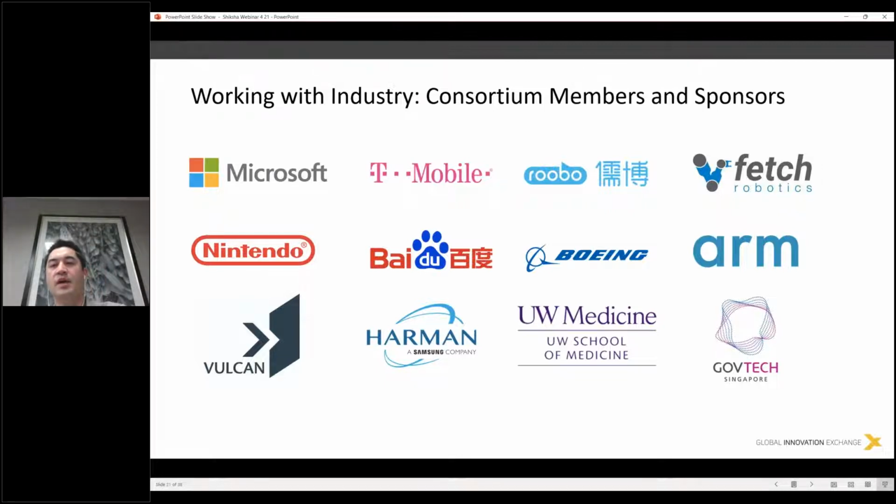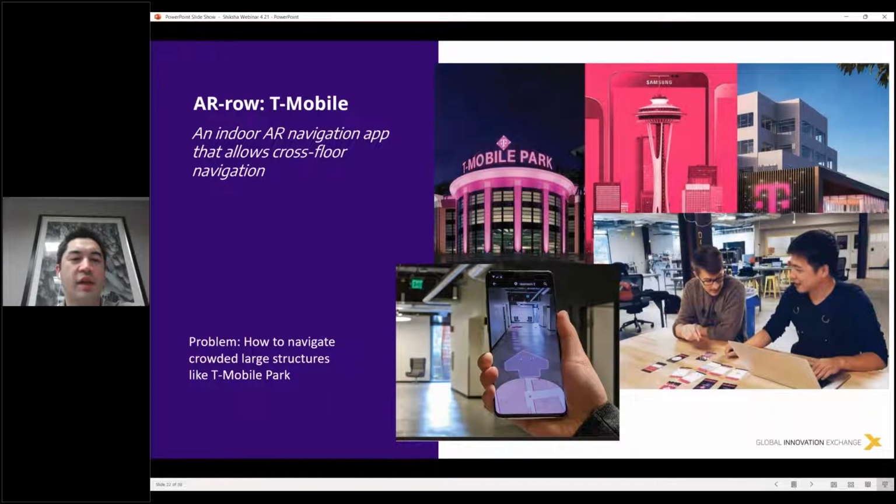So I'd like to move into talking about a few of our student projects here. This project to start with was sponsored by T-Mobile, and T-Mobile's problem that they came to us with was they had recently bought the name rights to our baseball stadium in Seattle, so it became T-Mobile Park. And what they wanted to do was explore how visitors or spectators at the park can have a better experience navigating this structure.